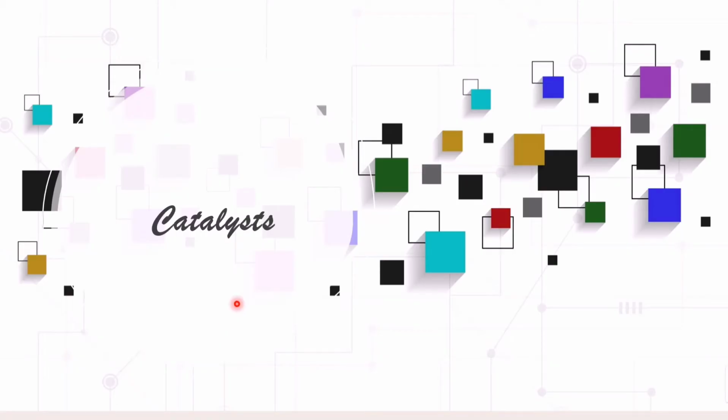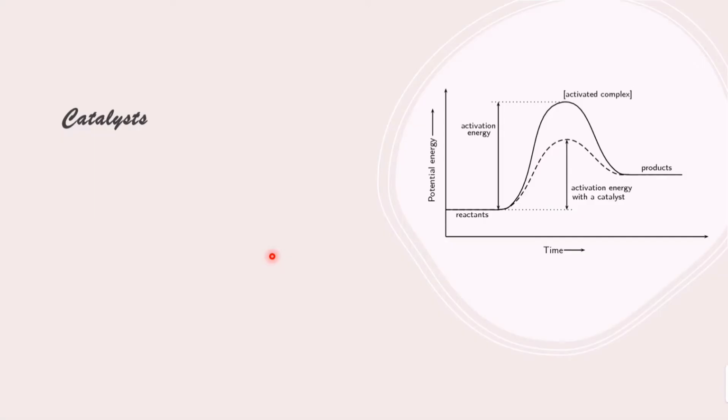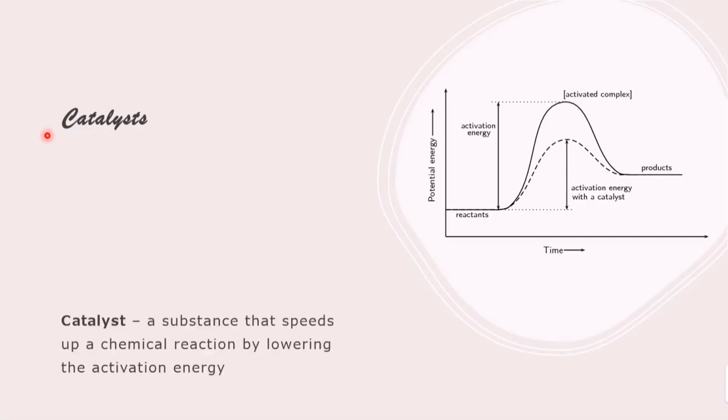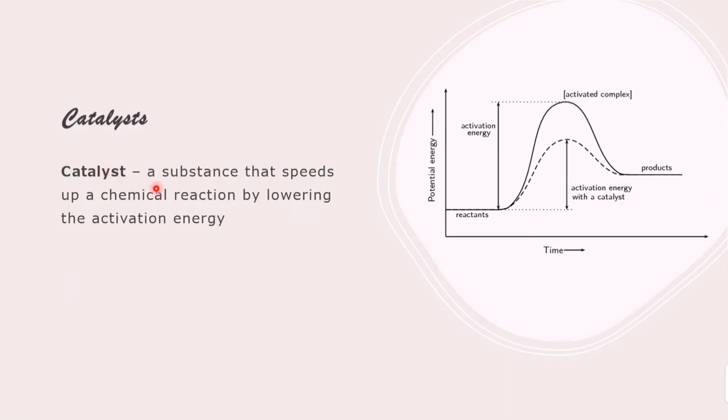So today's video is on catalysts. First, we're going to have a look at what catalysts are. A catalyst is a substance that speeds up a chemical reaction by lowering the activation energy. And the activation energy is the minimum amount of energy needed for a reaction to start.